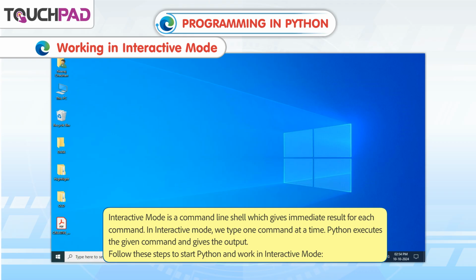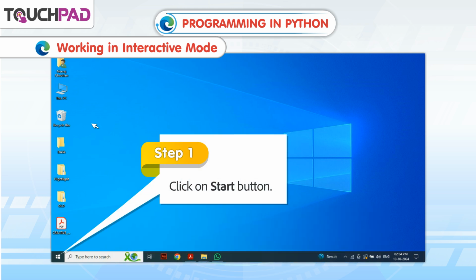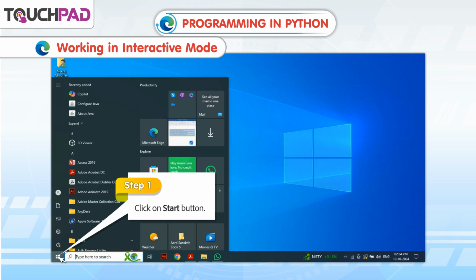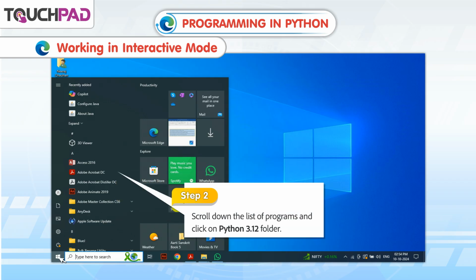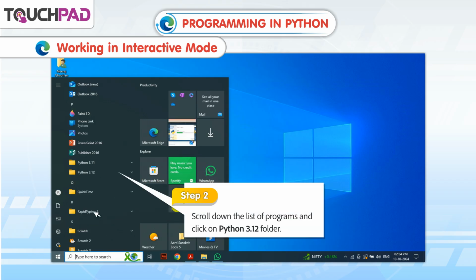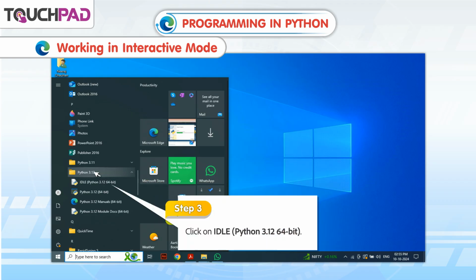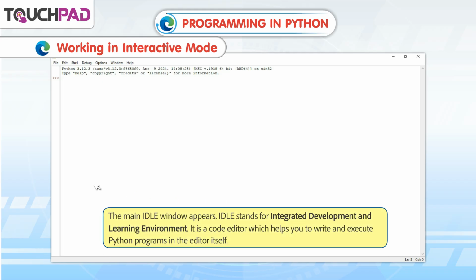Follow these steps to start Python and work in interactive mode. Step 1. Click on Start button. Step 2. Scroll down the list of programs and click on Python 3.12 folder. Step 3. Click on IDLE Python 3.12 64-bit. The main IDLE window appears.